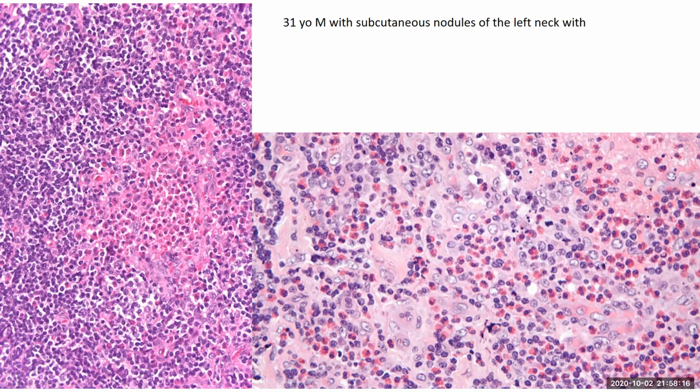This is a 31-year-old male with subcutaneous nodules of the left neck. What do you take away from this one? Eosinophils. Right, lots of eosinophils. And these plump cells here are not histiocytes, but endothelial cells, right? Because you see the little lumen here. So you have a proliferation of vessels, lots of eosinophils. And this here is like an old follicle that has been invaded by all these eosinophils.